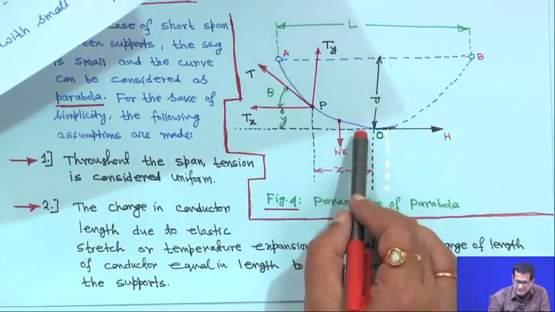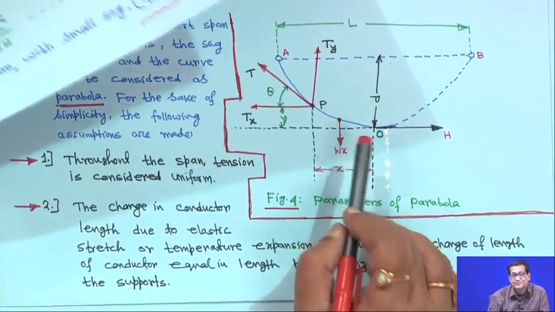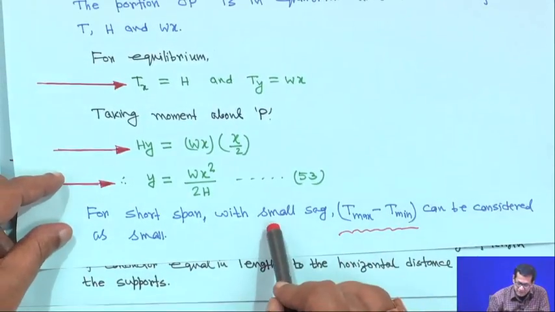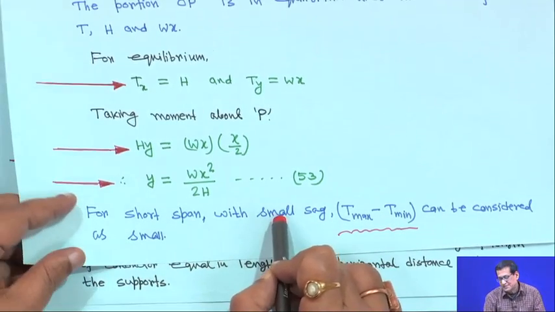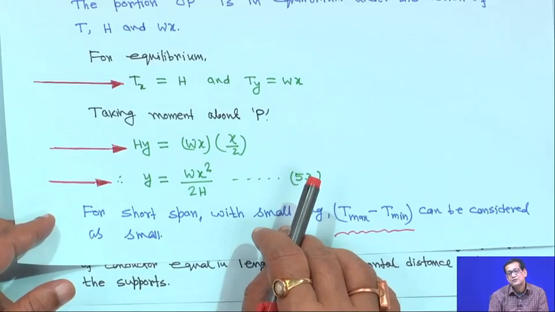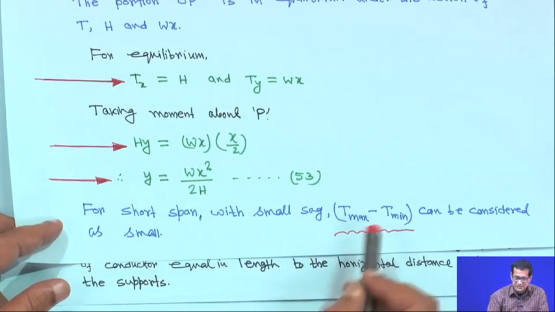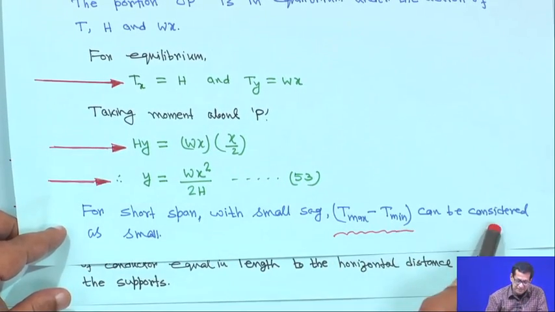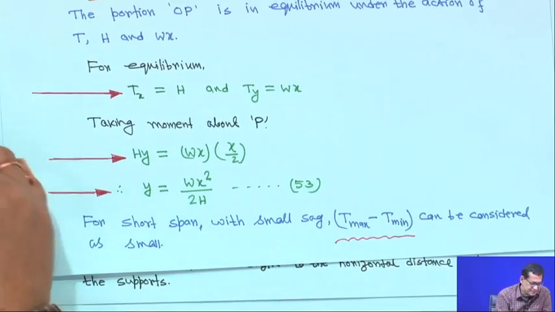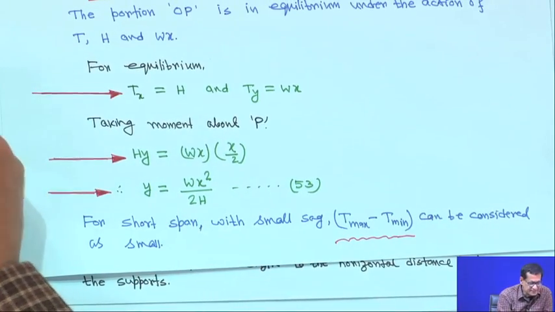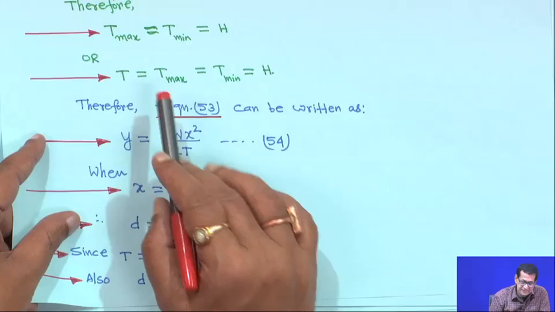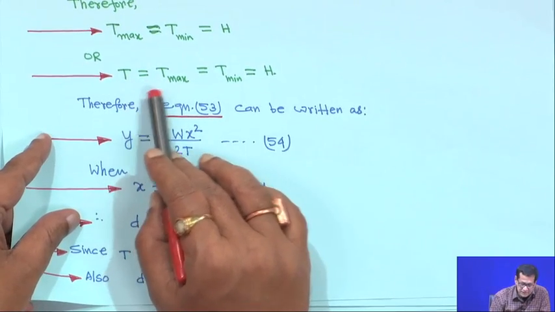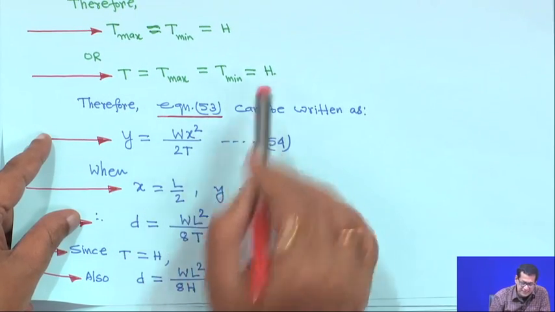So, this x by 2 is coming because of our second assumption. For a short span with small sag, T max minus T min can be considered small. We have seen that T max minus T min is equal to W into D. So, for a small sag, T max is approximately equal to T min, which is equal to H. That means we can write T is equal to T max is equal to T min is equal to H.